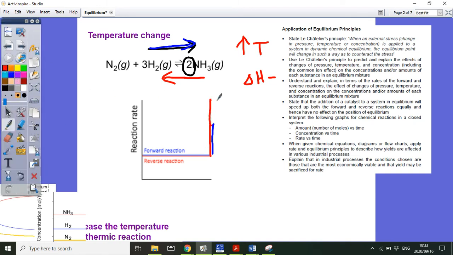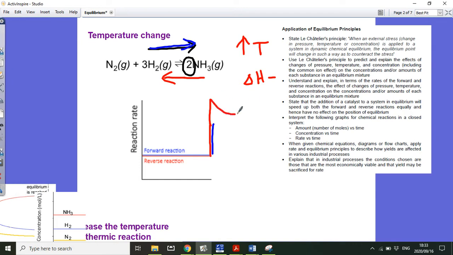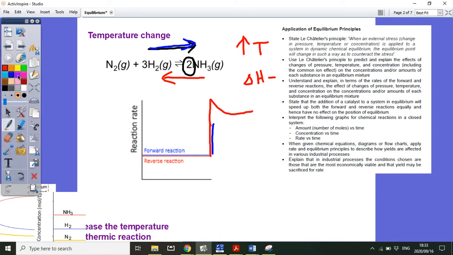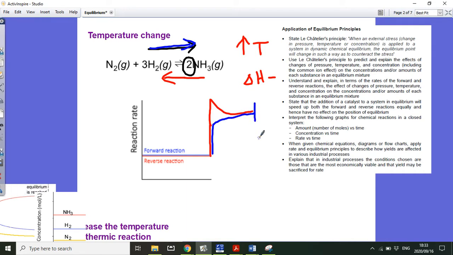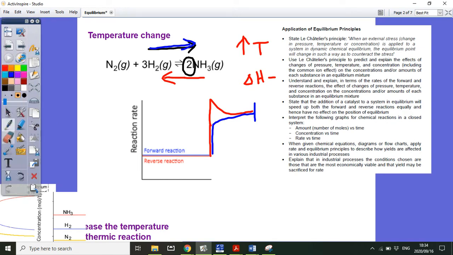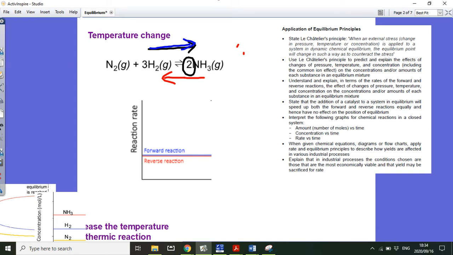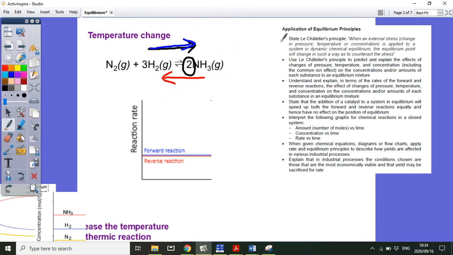Once they've gone up, they will form a new equilibrium. So they will then just join nicely again, until they are on top of each other there again. This one is relatively easy, but then people get confused when the temperature actually decreases. So if the temperature decreases, and please wake up if you're falling asleep.